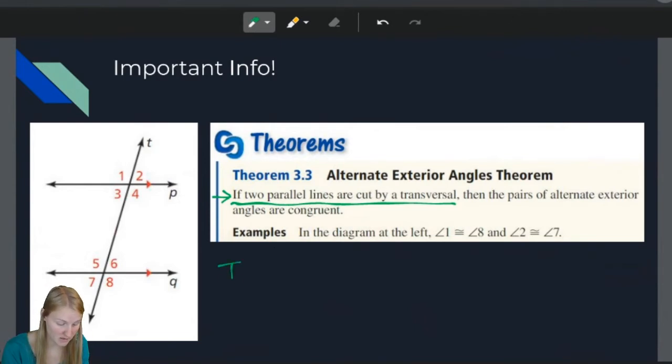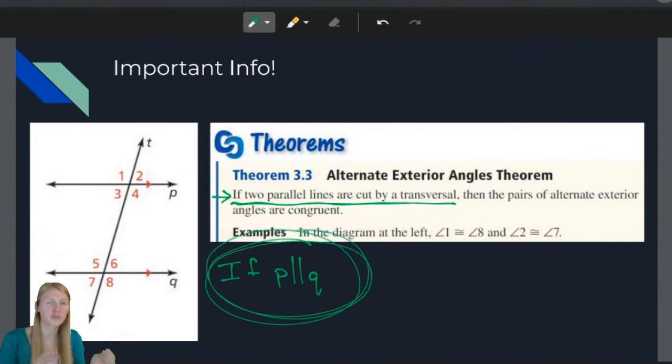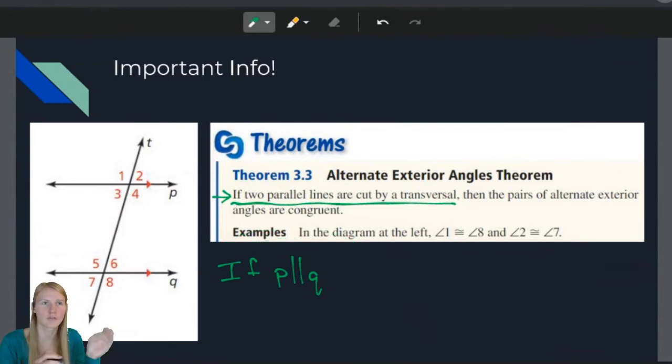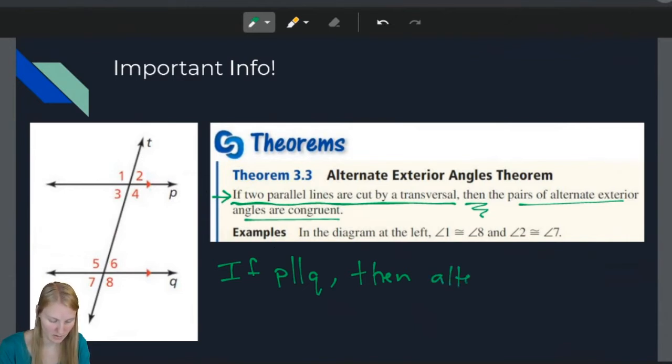So today is all about if the lines are parallel. All of our theorems today are starting with this exact same sentence. If two parallel lines are cut by a transversal, then the pairs of alternate exterior angles are congruent. So then, alternate exterior angles are congruent.